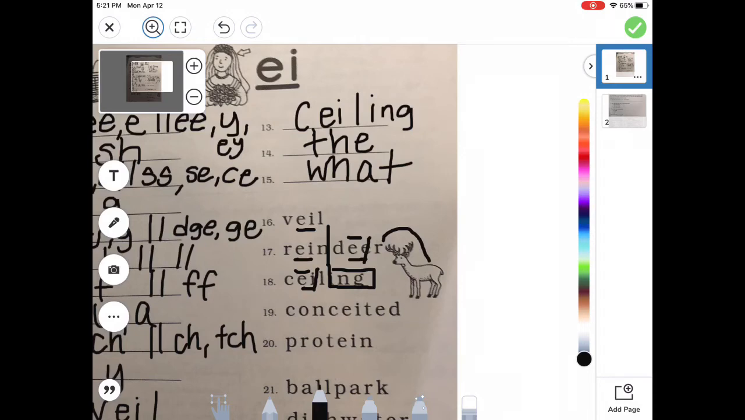Conceited. Conceited. So it's got ED, so I can break it apart there. What else does it have? Well, we've got more than one syllable, don't we? So I need to look for my vowels. Vowel, consonant, consonant, vowel. So I'm going to break it apart right here.